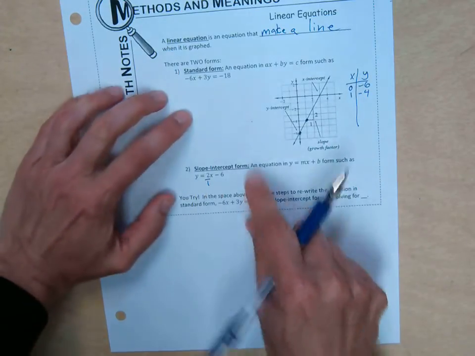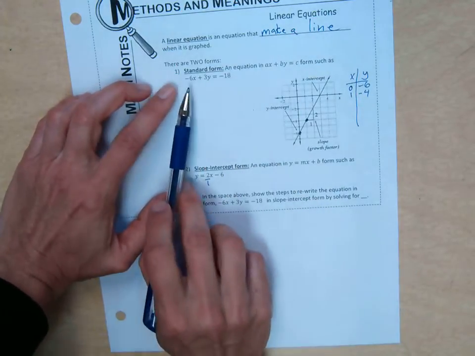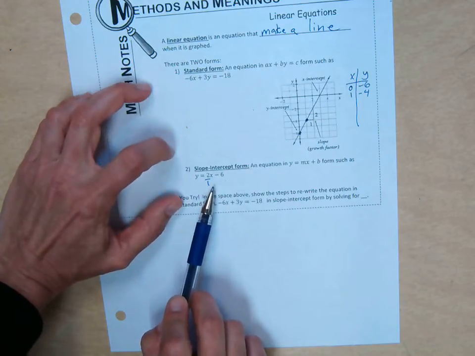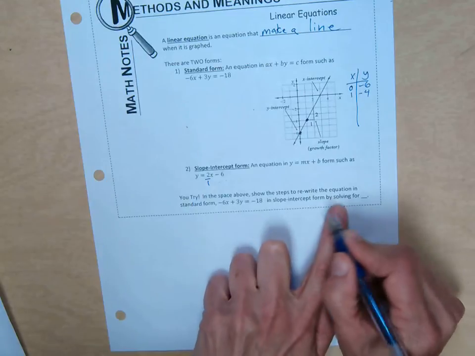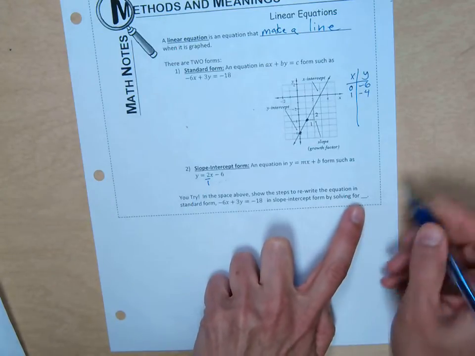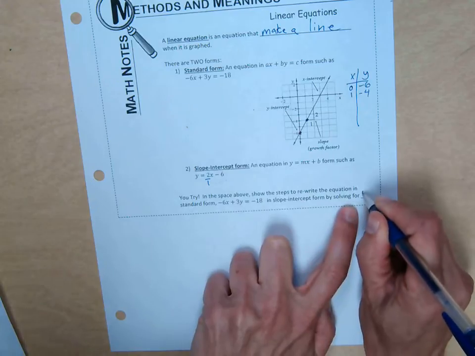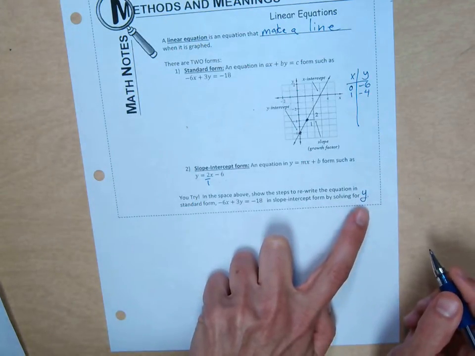Now, what we're going to fill in in this blank right now together is, if we're given it in standard form, what do we do to get it in slope-intercept form? So this is the "You Try" at the bottom. What should we fill in here? Slope-intercept form by solving for y, exactly. So fill in y down there. We want to get in slope-intercept form solving for y.